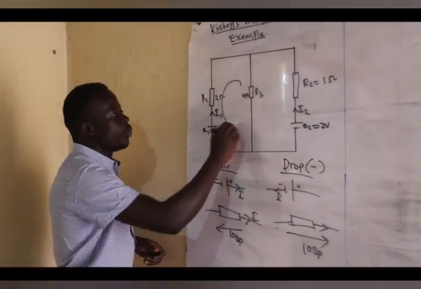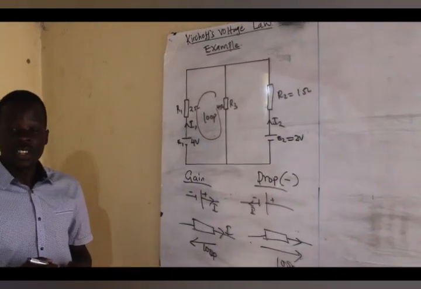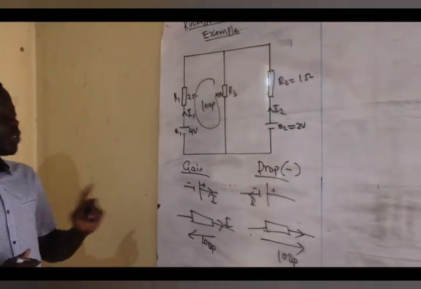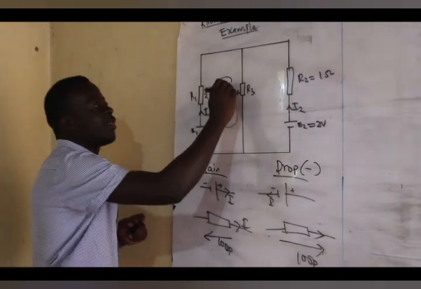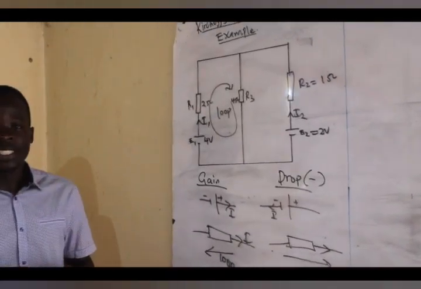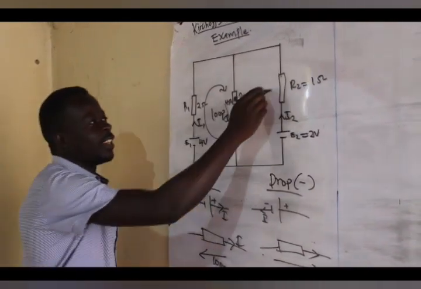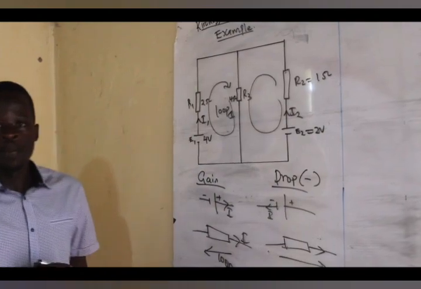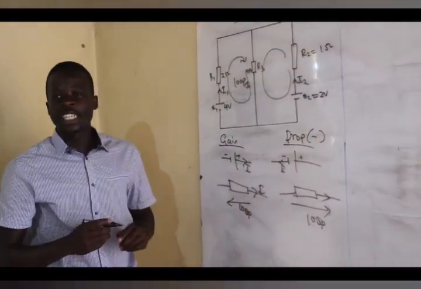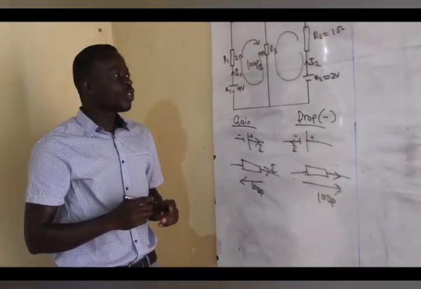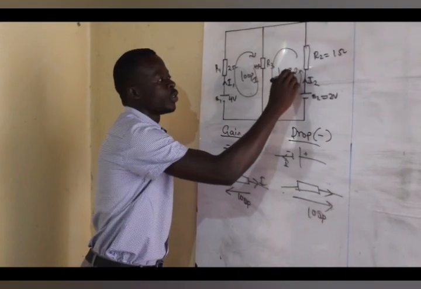So our first loop will be here, but then we need to identify the direction of the loop. Allow me to use the direction of the loop to be in the same direction as that of the current. Therefore, let my loop also move in a clockwise direction. Then this is loop 1. Then this would be my loop 2. In loop 2, we have current moving in an anti-clockwise direction. I'll also use the direction of my loop to move in the same direction. So this is loop 2.